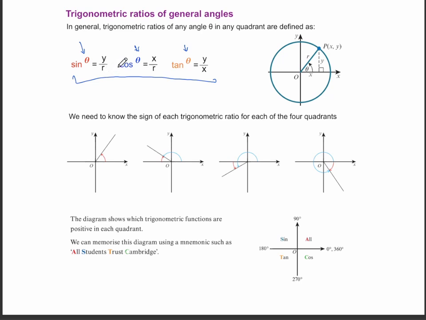Because in a trigonometric ratio, we have the sign, which is either positive or negative, which we're going to look at here, and we have the magnitude, which is the size of that fraction, right?